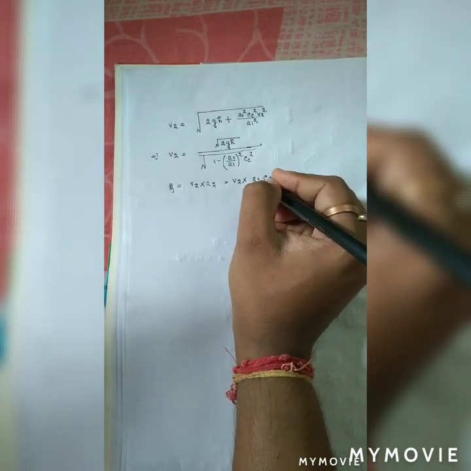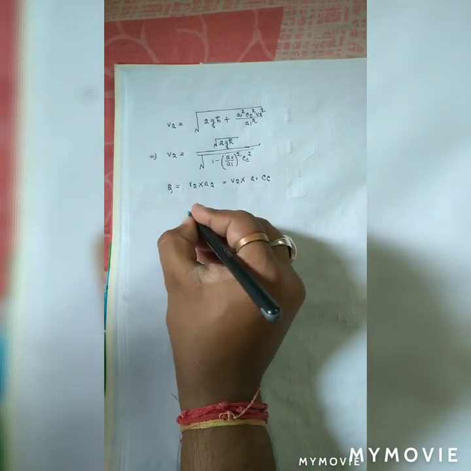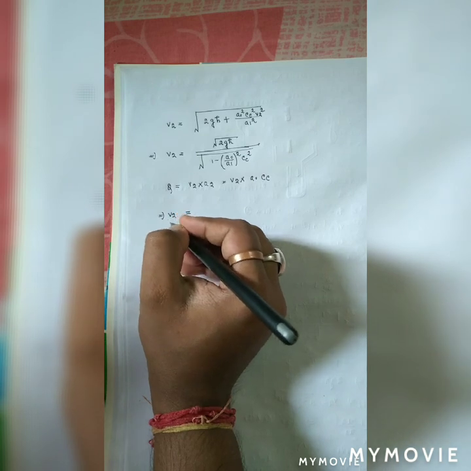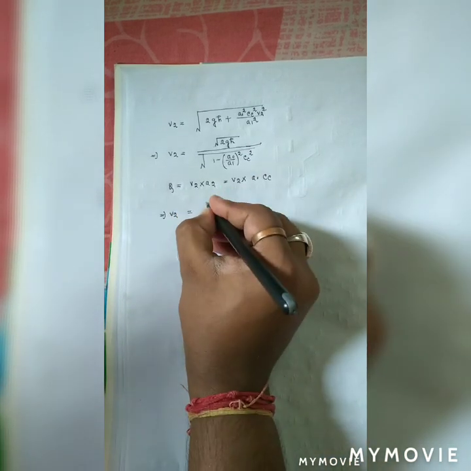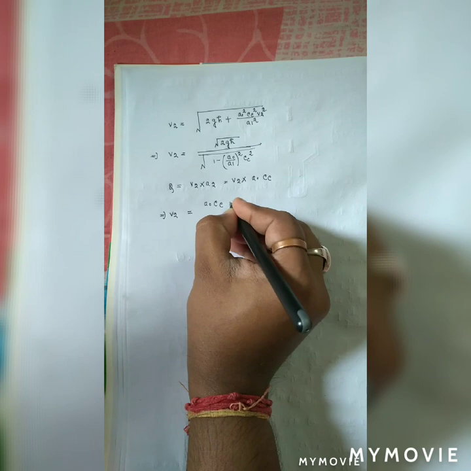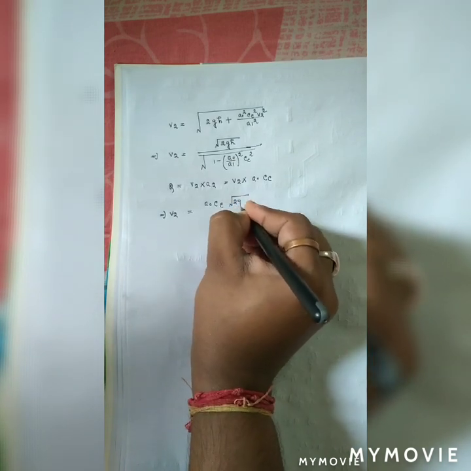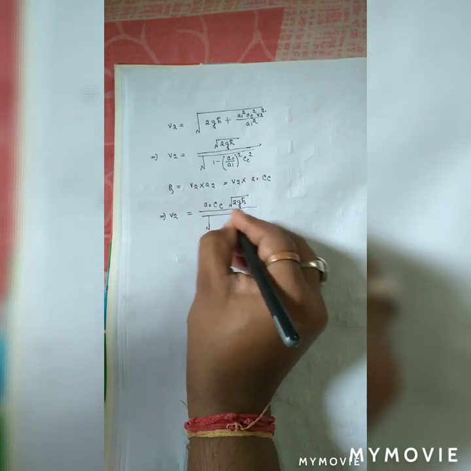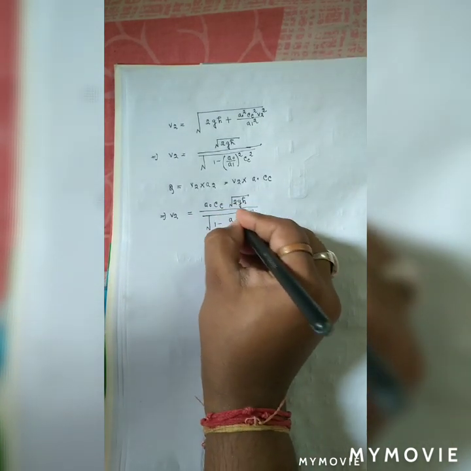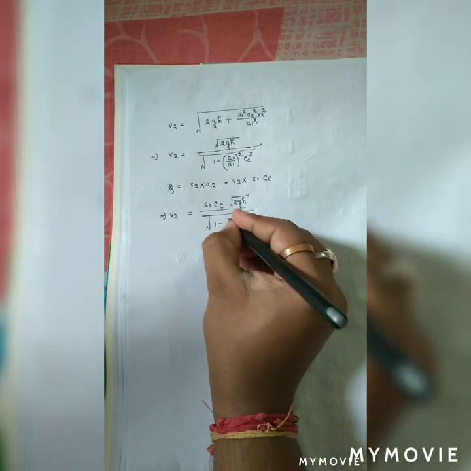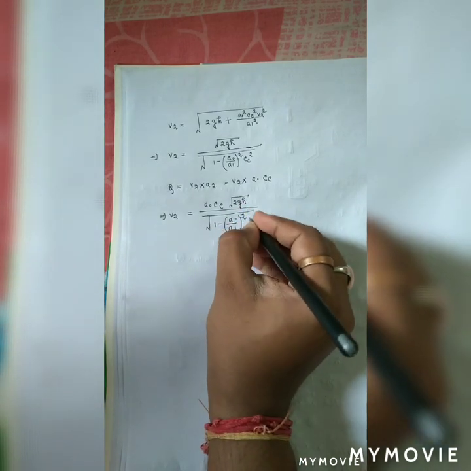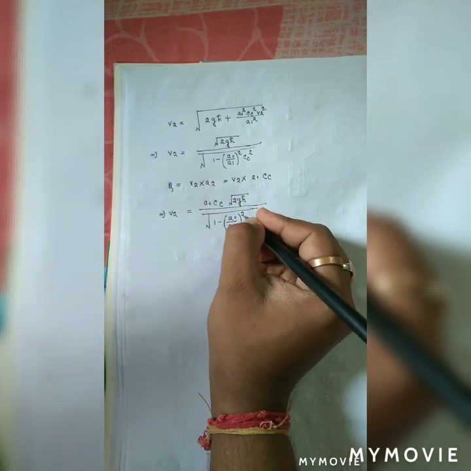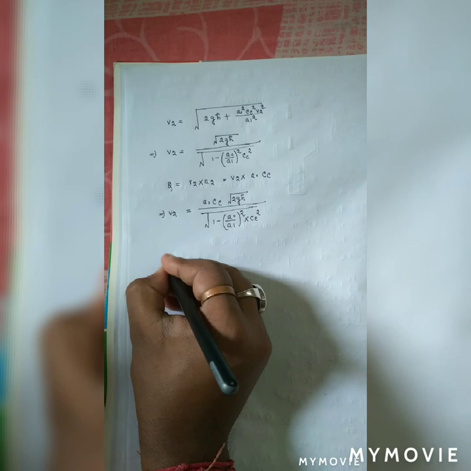Now we know the discharge Q equals V2 into A2. We know A2 equals A0 into Cc, so in place of A2 we will write A0 into Cc. Now Q looks like A0 into Cc into root 2gh by root over 1 minus A0 by A1 whole square into Cc square.